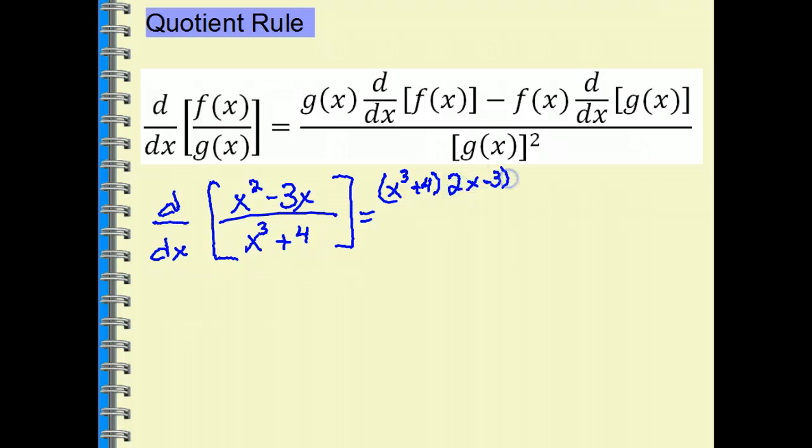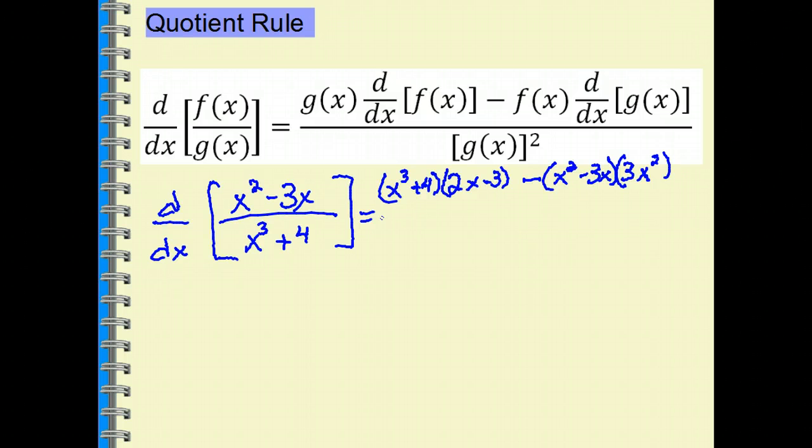Now, once again, let's review. Where do we get the 2x minus 3? 2 comes down as a coefficient, decrease the power by 1, so that gives us just an x. We keep the coefficient of negative 3, decrease the power by 1, get a 0, so we're just left with a 3. And then we want to subtract the numerator function, which is x squared minus 3x, and we want to multiply by the derivative of the bottom. Well, that's going to give us a 3x squared. Now, what happened to the 4? Derivative of a constant is gone.